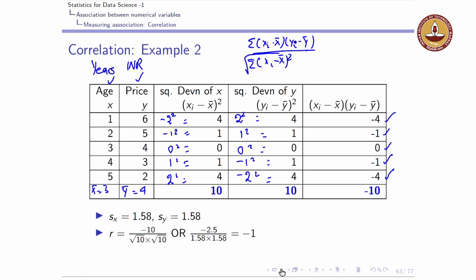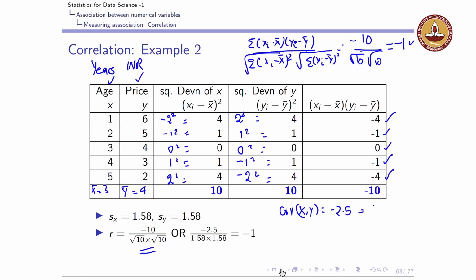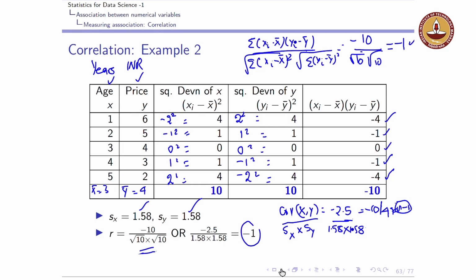Then I have the square root of the sum of x deviations squared, which is equal to square root of 10, and the square root of the sum of yi minus y bar whole square, which is again square root of 10. Hence, I have my first correlation measure, which is -10 divided by square root of 10 into 10, which is -1. We already have computed the covariance as -2.5, which is -10 by 4. Again remember it is -10 by 4 when I am computing the sample covariance, where I am dividing by n minus 1 instead of the total number of observations. So, hence I am taking it to be -2.5. The standard deviation is 1.58, and I can see that with 1.58 into 1.58, I am going to get something which is close to -1.